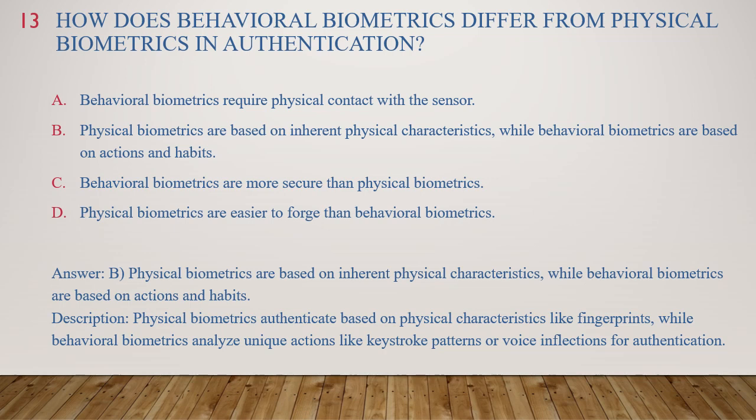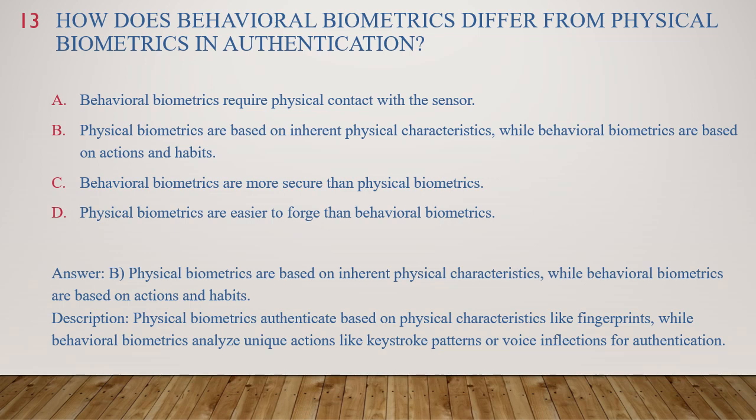Behavioral biometrics analyzes personal actions and habits like typing patterns, gait, voice, etc. Can be captured passively or actively depending on the technology. Examples: keystroke dynamics, voice recognition, signature analysis, gait analysis. Therefore, physical biometrics rely on what you are, while behavioral biometrics rely on what you do.